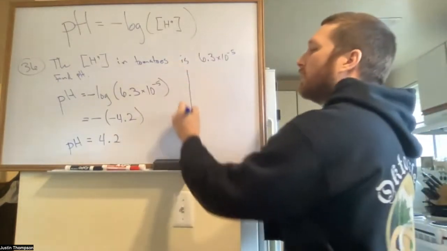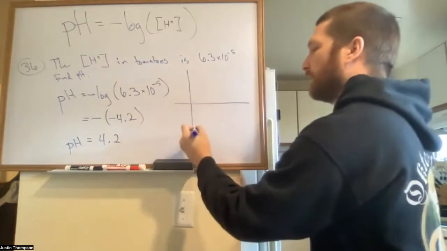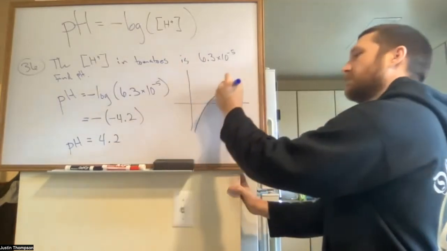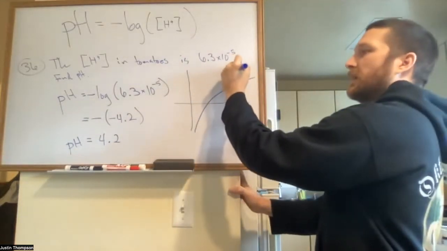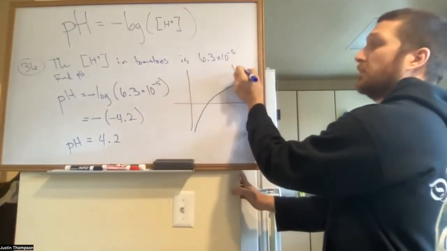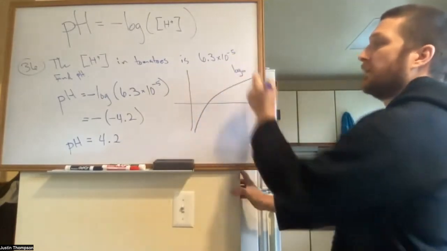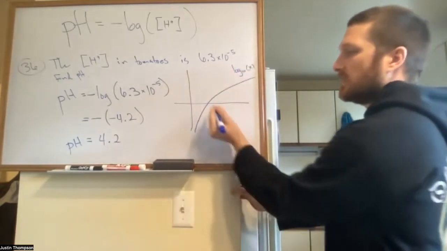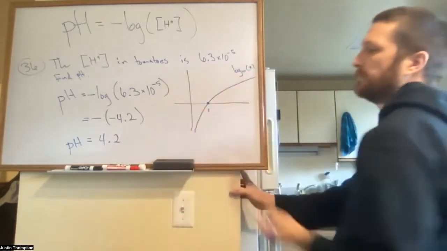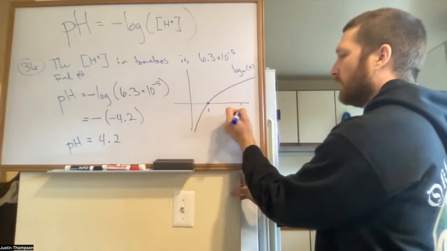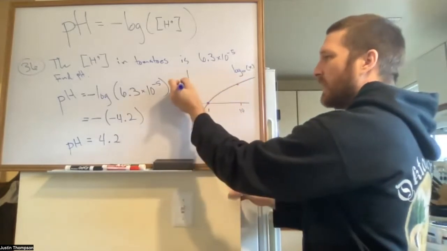Just think about what a log looks like real quick. Log comes up like this. This is log of any base that is bigger than 1, but in particular log base 10 of x looks like this. It goes through here at 1. Plug in a 10, you get out a 1.